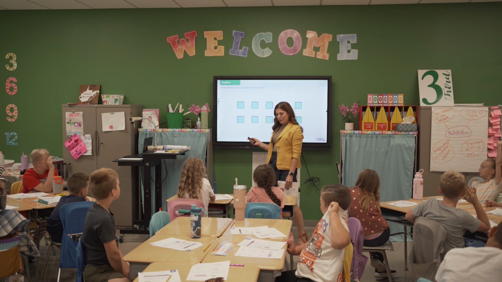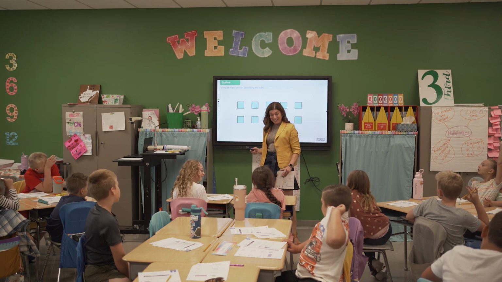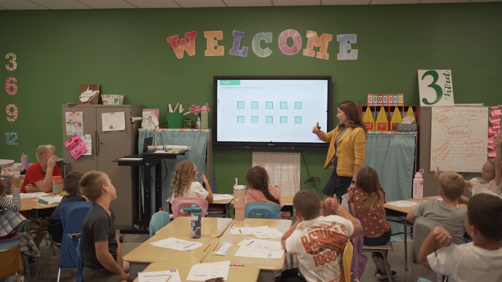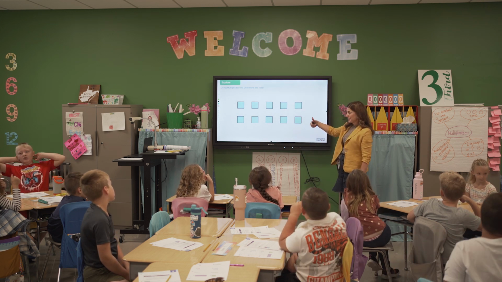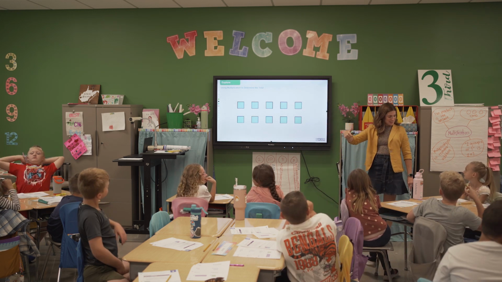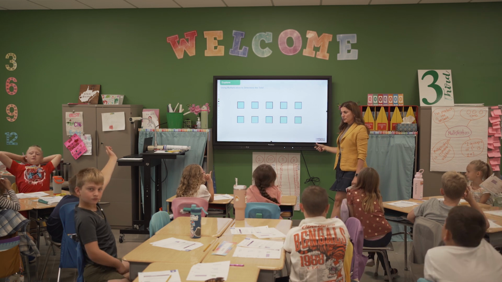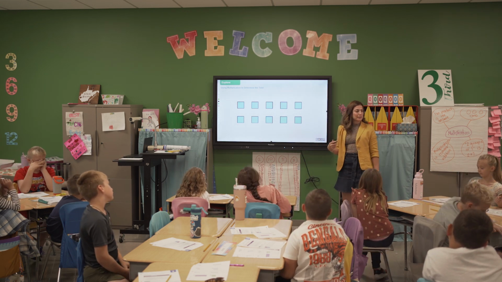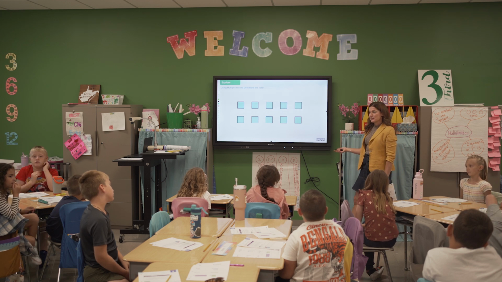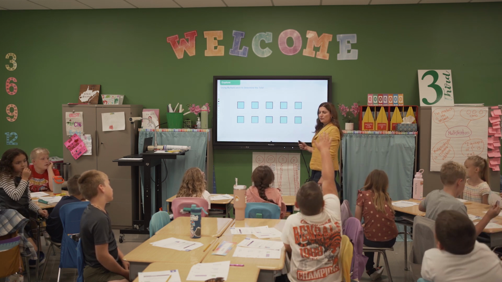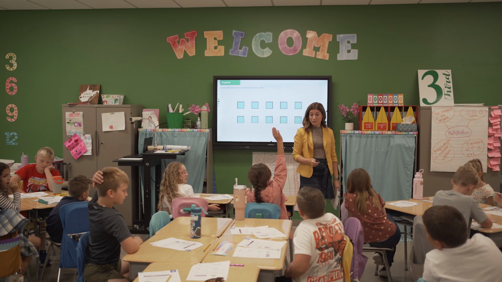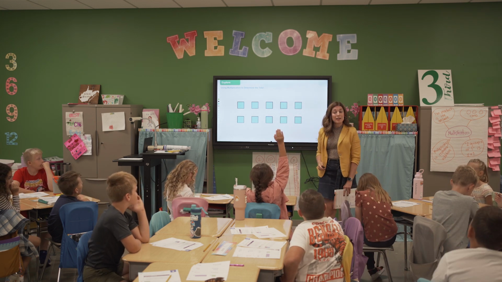So how did you and your partner do? Give me a thumbs up if you saw 2 rows and help me, how many columns? 5. 5 columns. So in total, you can all tell me, what do we have? 10. And if we were going to write an equation that represented this array, what might be one of those equations? 2 times 5.